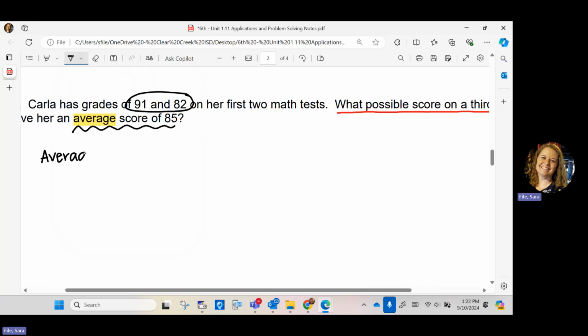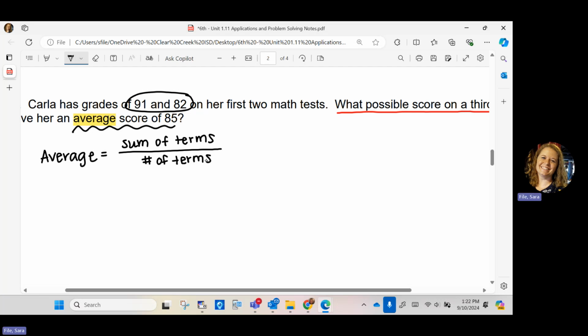So the average is the sum of the terms. In this case, it's grades, but it can be anything, divided by the number of terms. So how many terms are there?